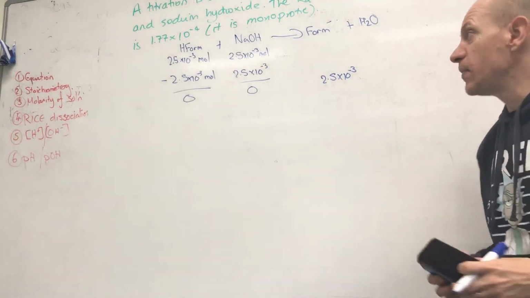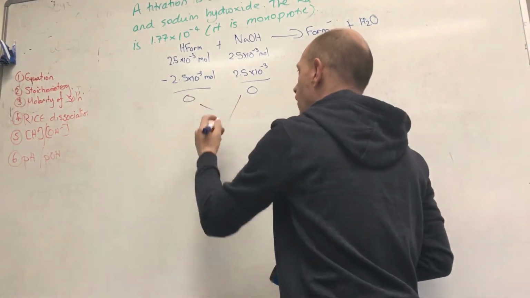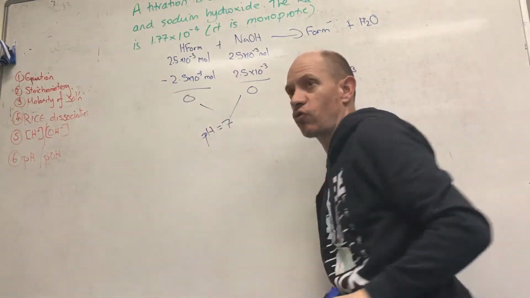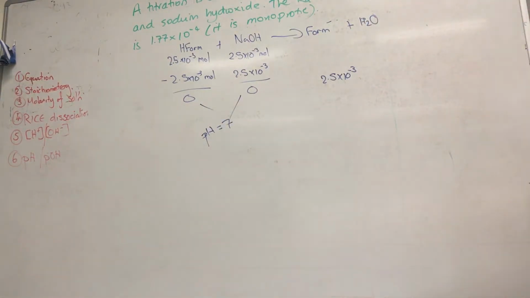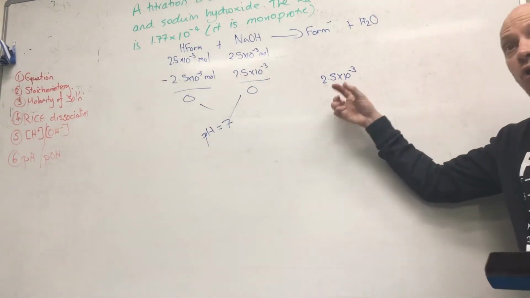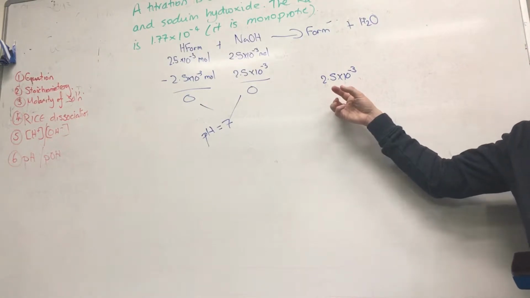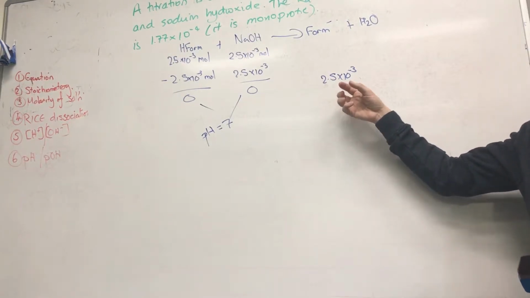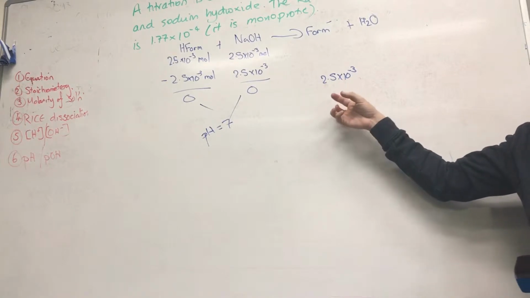Now, in this case, water will have a pH equal to 7 because it's neutral. But the formate ion has a pH, doesn't it? Yes. Why? Because it reverts back to formic acid. So it will make hydroxides. It has a basic pH.